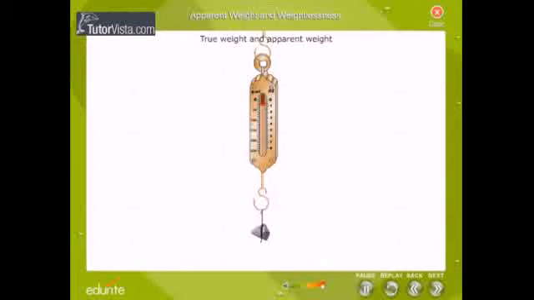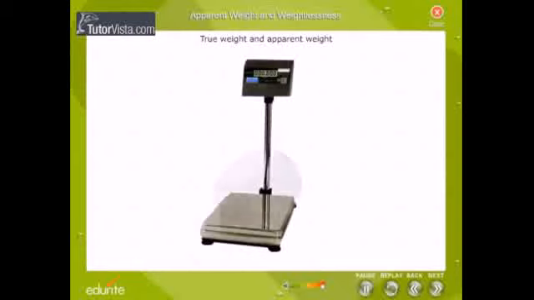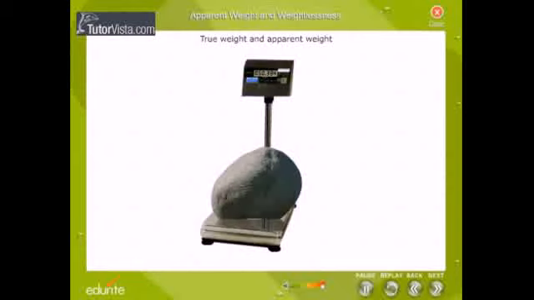Similarly, when a body is suspended from a spring balance, its weight is given by the normal contact force between the spring and the body. When the body is placed on the weighing machine, the forces acting on the body are the force of gravity or its weight W acting downwards, and the upward normal contact force N exerted by the platform of the machine.